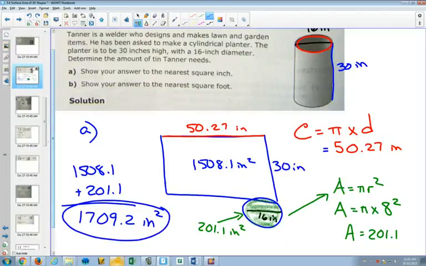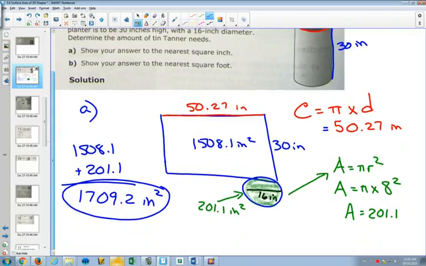So that's using the strategy of opening up, like taking off the wrapping paper. If we imagine it had wrapping paper on it, you would have a circle at the bottom. The rectangle is what would go around the cylinder. And this time we don't have a circle at the top because it's an open planter that needed to be filled in.